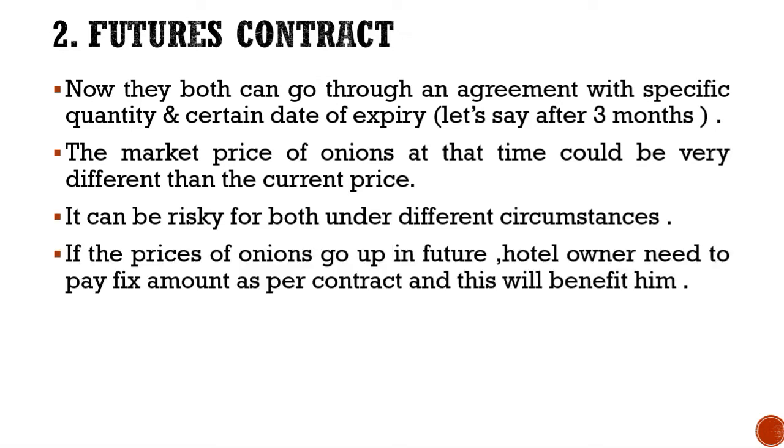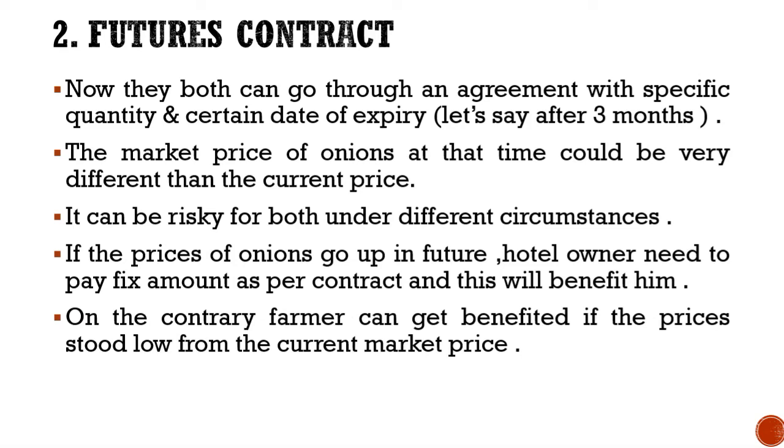So if the price of onion goes up in future, the hotel owner needs to pay only the fixed amount as per the contract, and this will benefit him. However, on the contrary, the farmer can benefit if the prices stay lower than the current market price. So with this, the future contract example comes to an end, and this is how the future contract usually works.